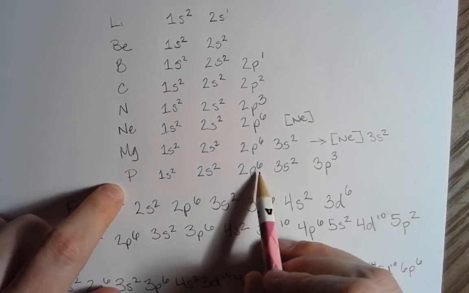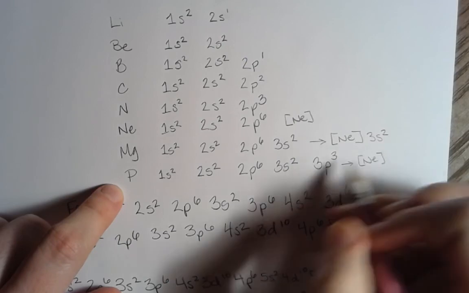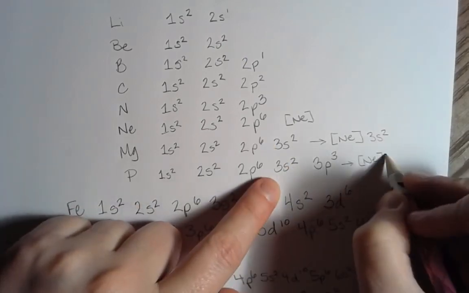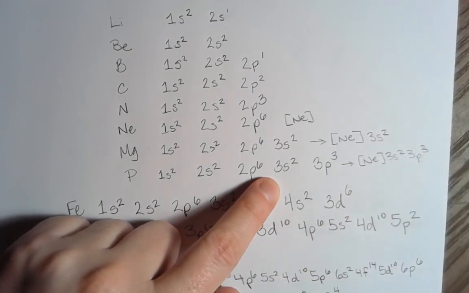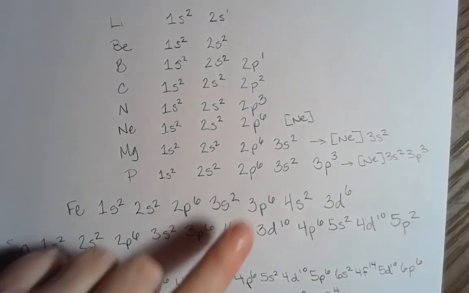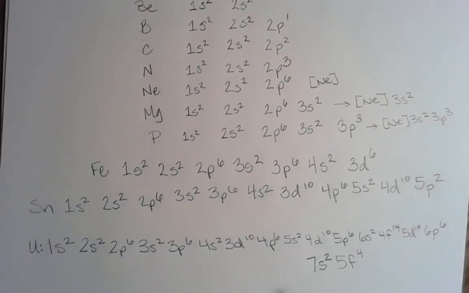Phosphorus you could write as a neon core plus 3s2, 3p3. I feel like this is enough information, and for tonight, we'll write some full electron configurations like these. These are all examples you can use, by the way. Secretly, I did number 92 uranium because anything I give you that's less intense than uranium, you've got a template for right there.